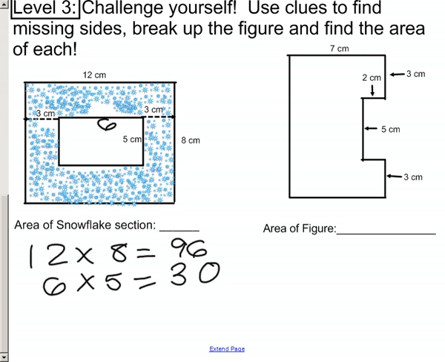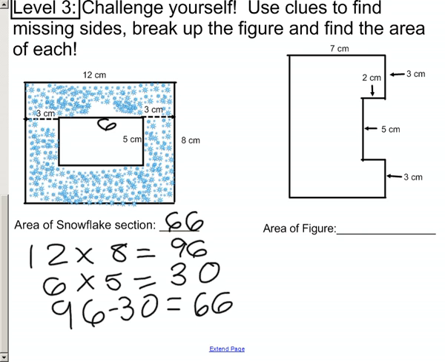Now how are we going to find the area of the snowflake part? We can take this small rectangle and subtract it from this big rectangle to do that. So our big rectangle is 96. Subtract our small rectangle of 30, and that is going to leave us with 66. So that is the area of the snowflake section.